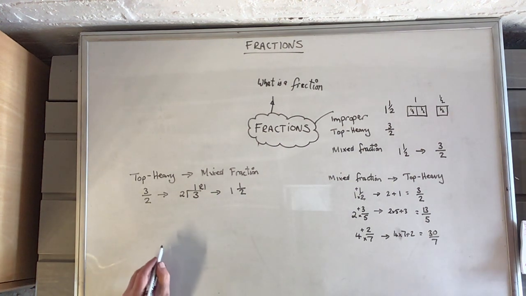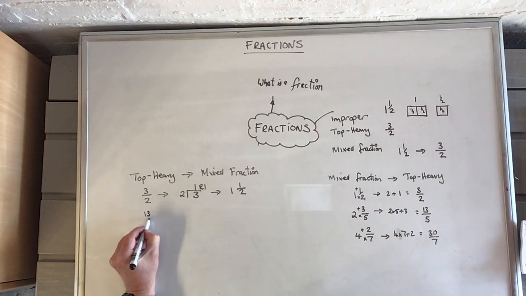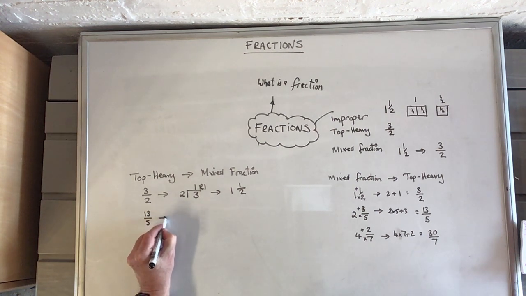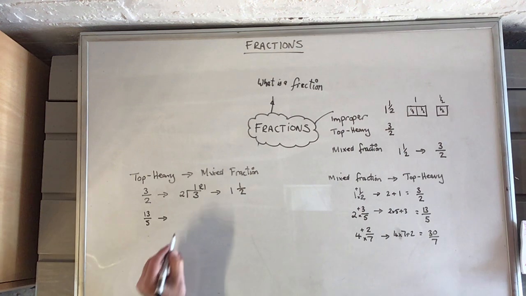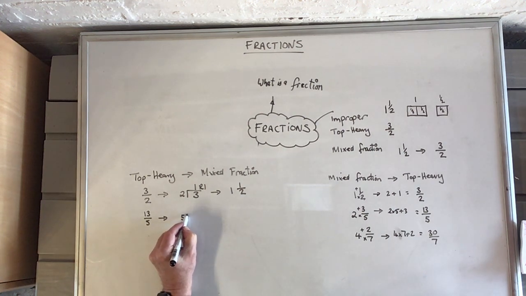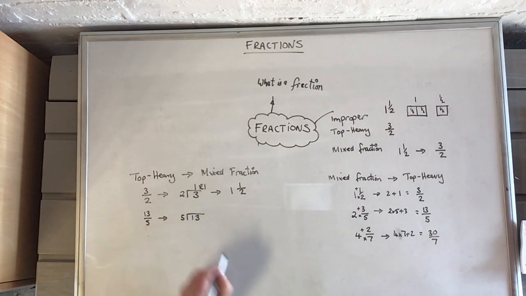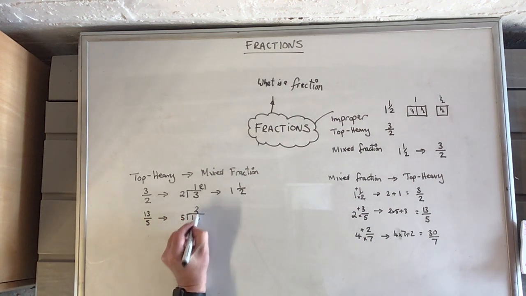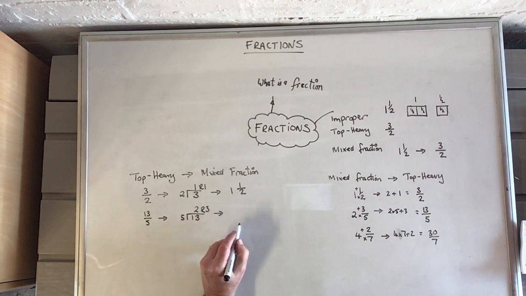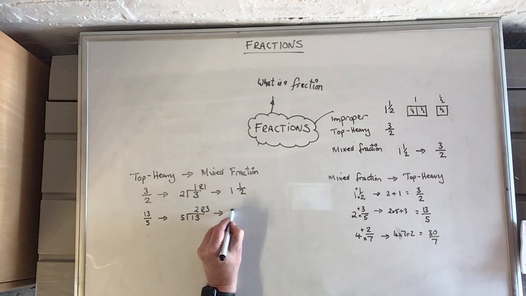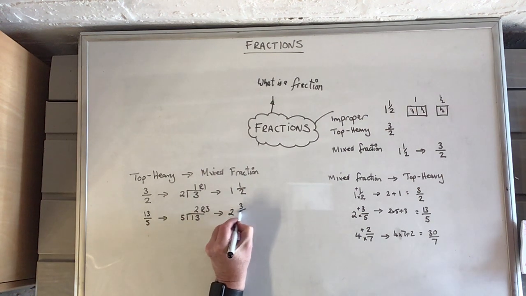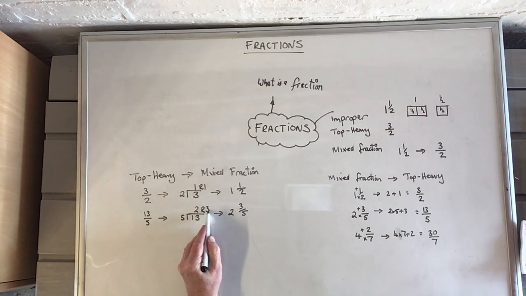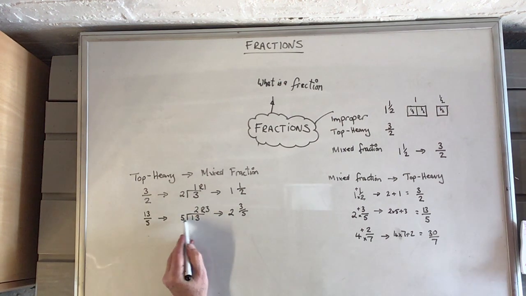Same idea for the next one. Let's take 13 over 5. Let's put that into a mixed fraction. Well, we'll do the division. That's 5 into 13. 5 into 1 doesn't go, so 5 into 13 goes twice. And I've got remainder 3. But what is that remainder 3? Well, it's going to be 2 whole parts and 3/5, because the remainder is in terms of fifths, because we're dividing by 5, so it's 3/5.